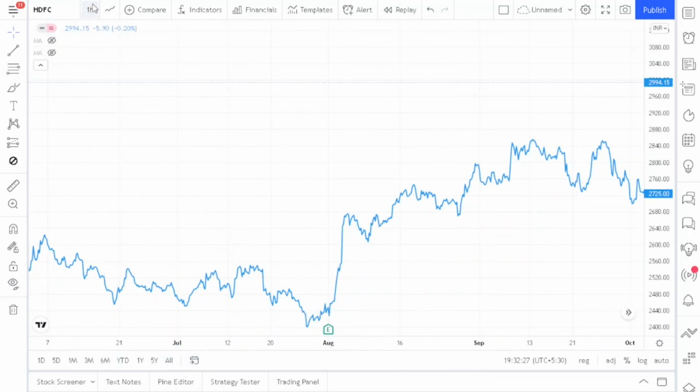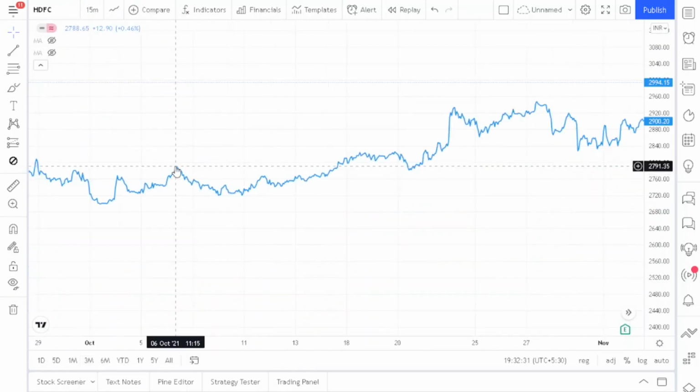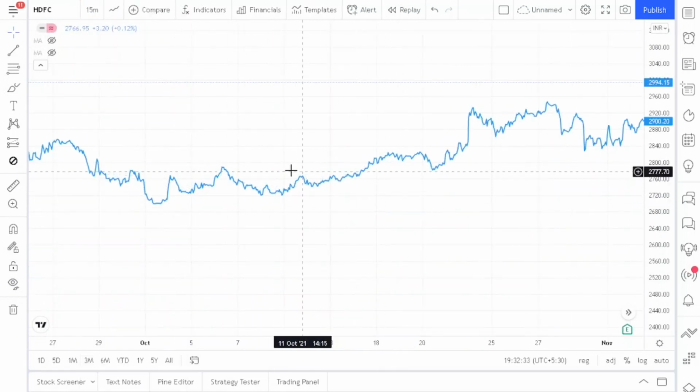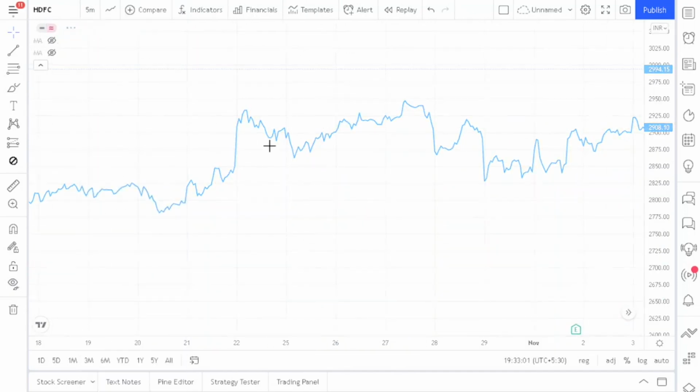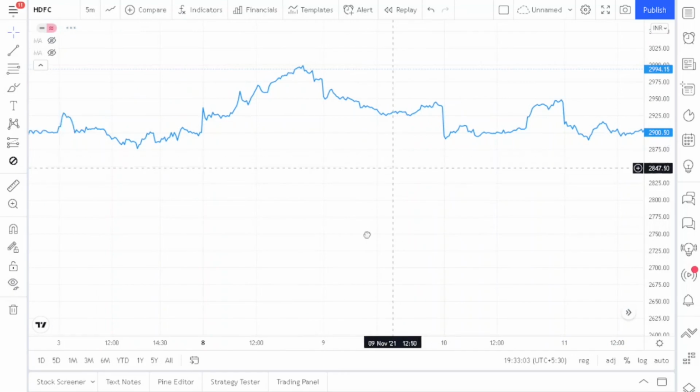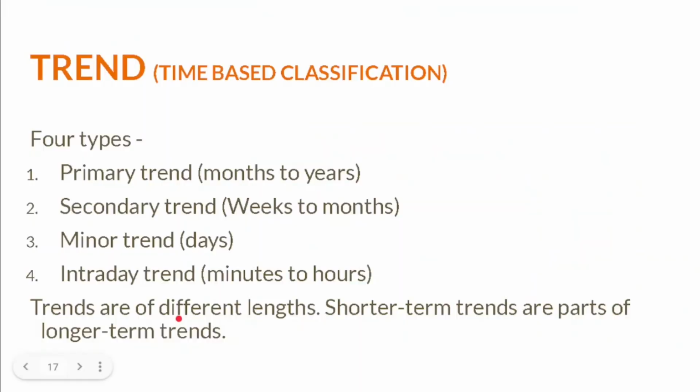And if I talk about the intraday trend, then you use 15-minute charts to look at what the intraday trend is. If I use 5 minutes as well, then also I am able to look at this trend, which ranges from a few days to a few weeks, right? So these are the four kinds of trends which we have.